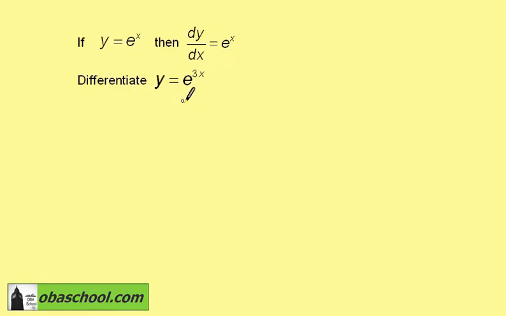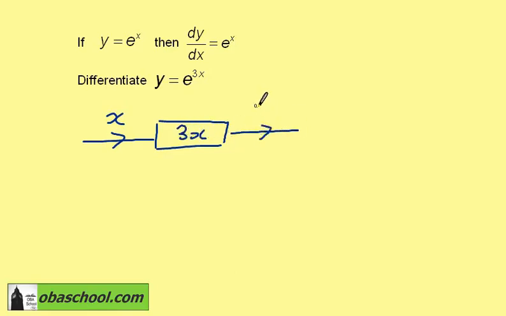We want to differentiate y equals e to the 3x. If we look at this as a composite function, x first goes into the 3x function. This means that 3x comes out and then goes in to the e to the x function. The output is e to the 3x. If 3x goes into the e to the x function, e to the 3x comes out.